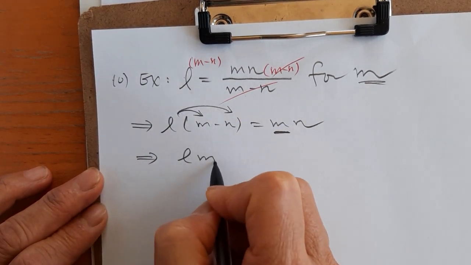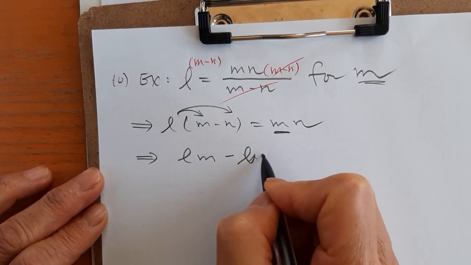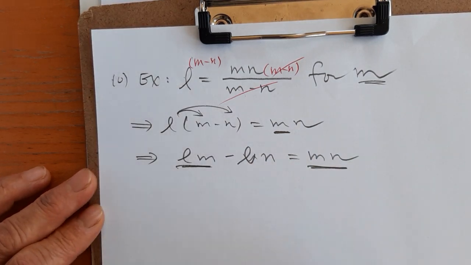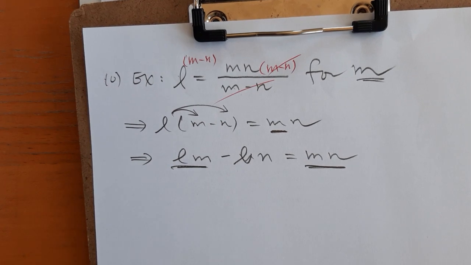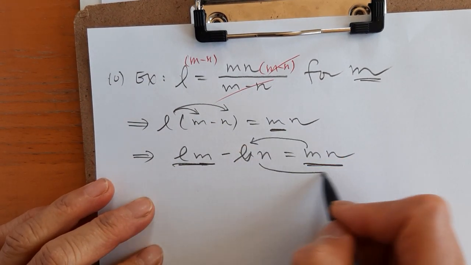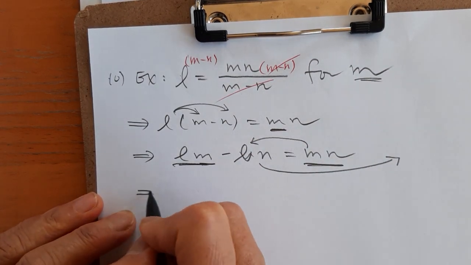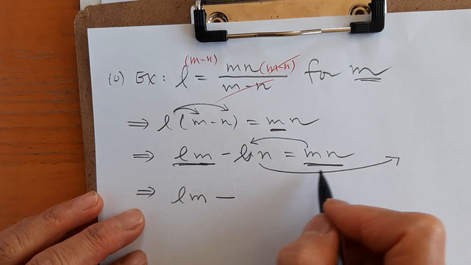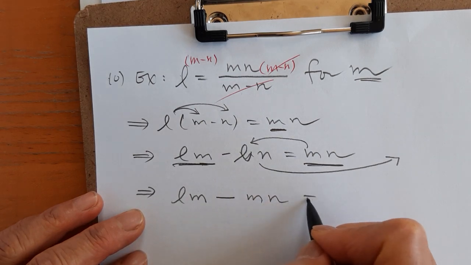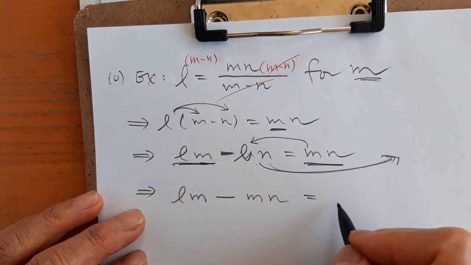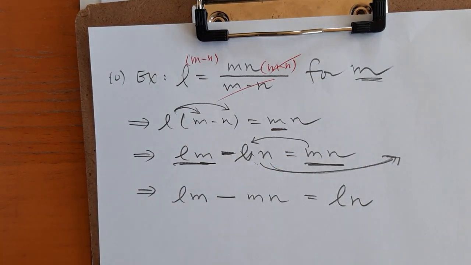Get Lm - Ln = mn. This term has n. This term has m. So make the term with n on one side. Make this one on this side. Move it over, change the sign. So get Lm minus, move over, mn. And then this term move to the other side, minus changes to plus Ln.